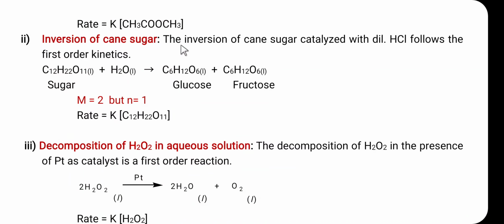Second example is the inversion of cane sugar. So, here inversion of cane sugar catalyzed with dilute HCl follows first order kinetics. This is sugar plus water in presence of dilute HCl. There is a formation of glucose and fructose. Here the molecularity of this reaction is equal to 2, but when we consider the order of reaction, n is equal to 1. That is why the inversion of cane sugar is a first order reaction. So, when we apply the law of mass action and write the rate law expression, then rate is equal to K into concentration of sugar.